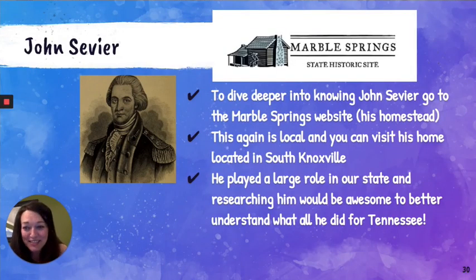This guy, John Sevier, is who they elected to be our first governor of our state. So William Blount was during the territory. John Sevier is the first. So you might recognize his last name.